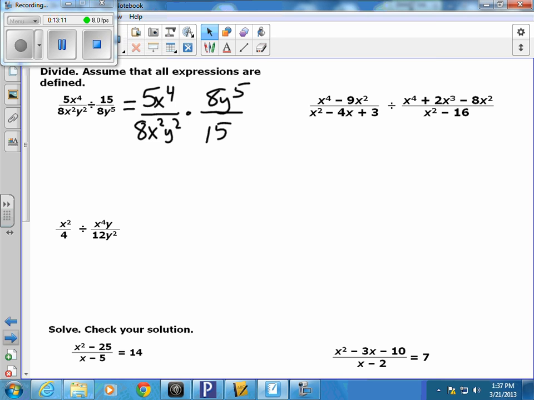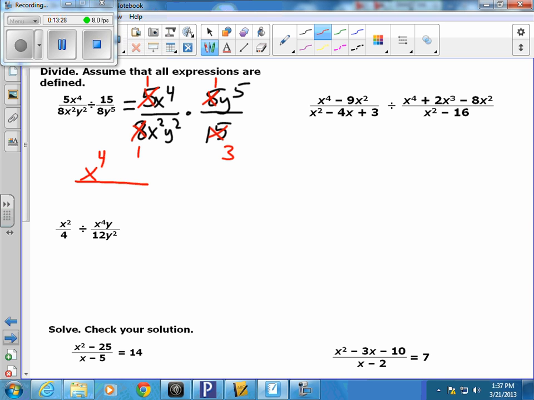Okay, so cross simplify first. Divide the 5 by 5, 15 by 5. Divide the 8 by 8, 8 by 8. Let's multiply across. 1 times 1 is 1, so we don't have to write it. X to the 4th, y to the 5th. Over the bottom, 1 times 3 would give us 3 on the bottom. X squared, y squared.